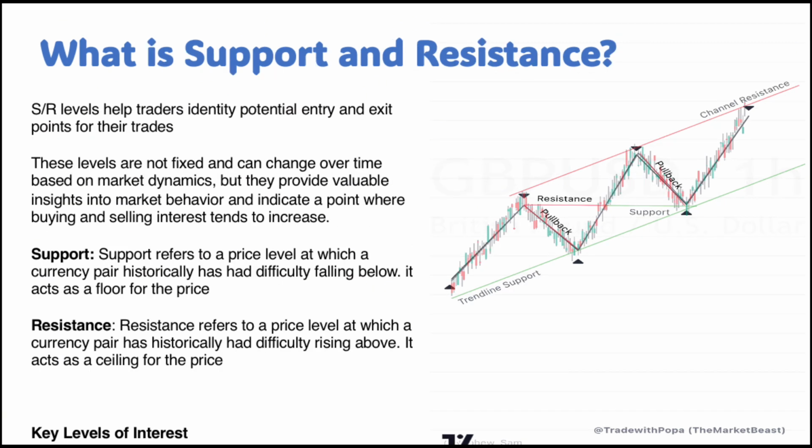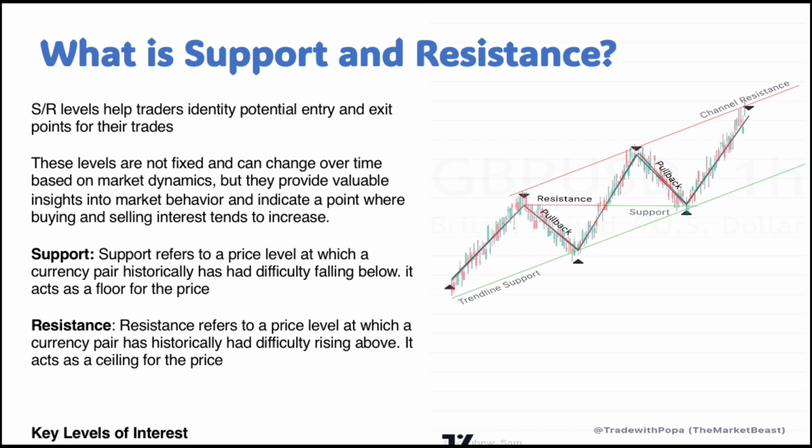Now let's talk about support and resistance. Support and resistance levels help traders identify potential entry and exit points for their trades. These levels are not fixed and can change over time based on market dynamics, but they provide valuable insights into market behavior and indicate a point where buying and selling interest tends to increase. A support refers to a price level at which a currency pair historically has had difficulty falling below, and it acts as a floor for the price.